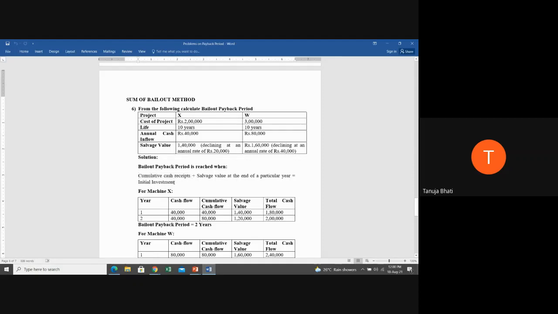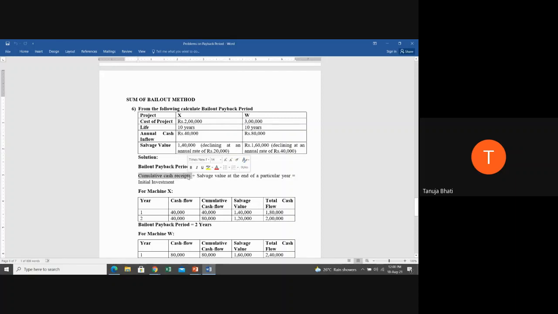So what all terms and figures you require? First, find out the cumulative cash receipts. So let us go step by step. So first we take for machine X. You write the year, you write the cash flow. Actually, there are 10 years. You can write 10 years, but why I've written 2, I will explain very shortly. Cash flow for each year is 40,000 as it is already given, students, here 40,000 annual cash inflow.